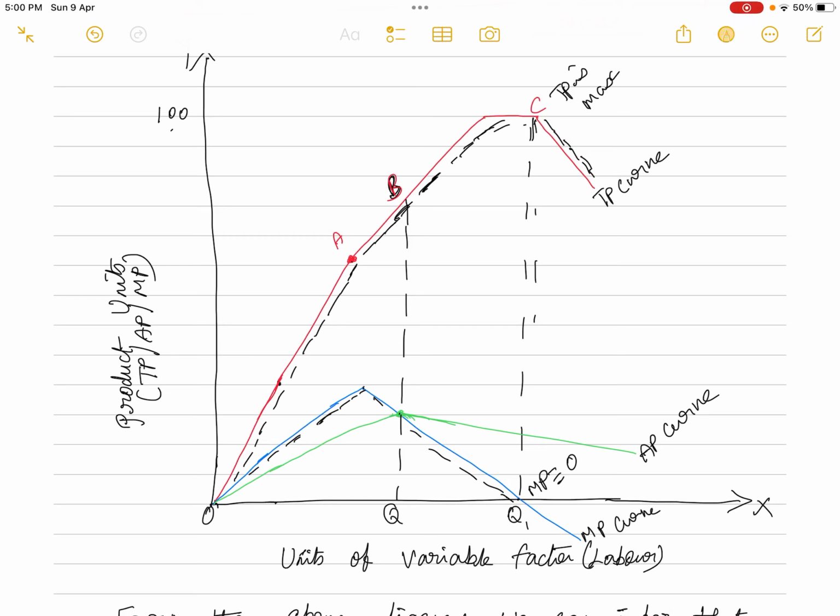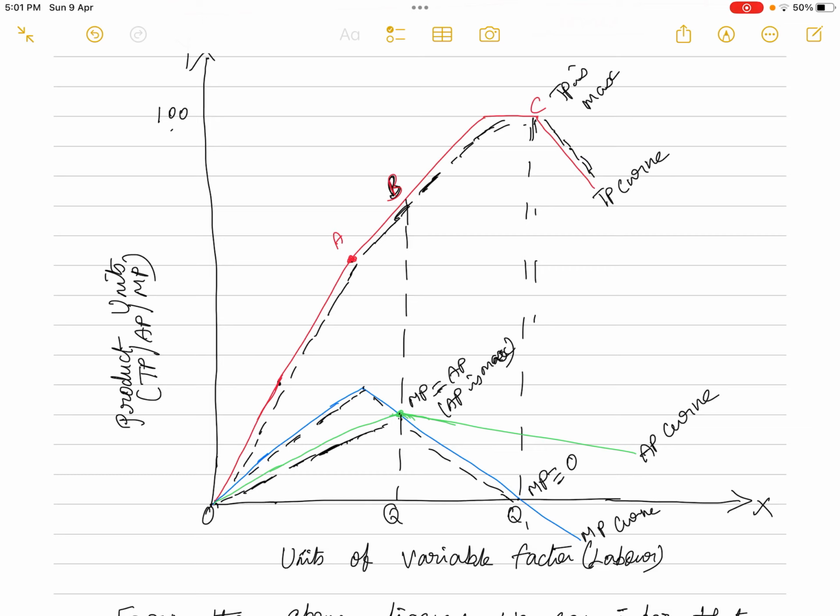Okay, and then average product. This is when the marginal product is maximum, that is 3 laborers. Average product is maximum at 4th laborer. So always one step later the average product will become maximum. So start from the origin, draw the average product. One step later the average product will be equal to marginal product. So at this point MP is equal to AP when AP is maximum.